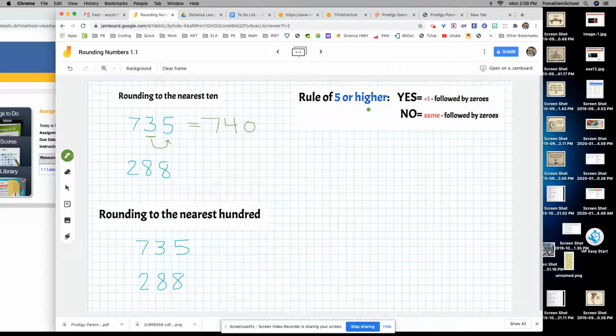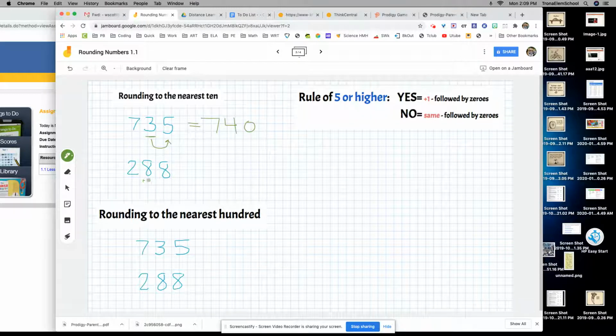So when we do this rule of 5, the number that goes up is the number that we're rounding to, the number we underline. The numbers to the left all stay the same if we have a bigger number. The numbers to the right become zeros, right?